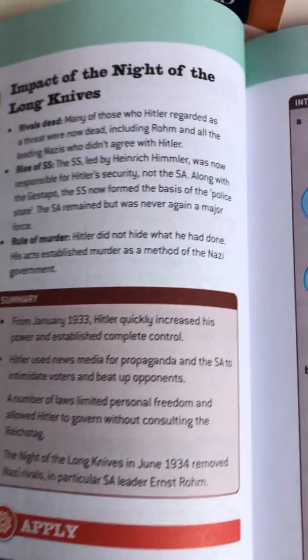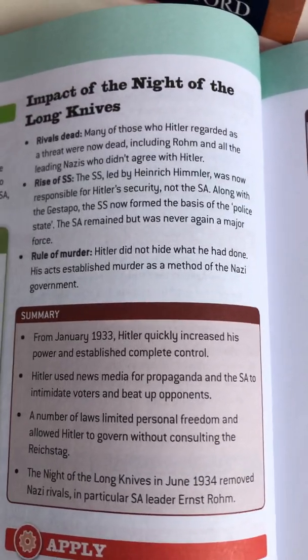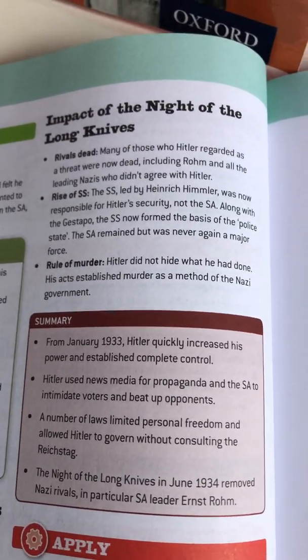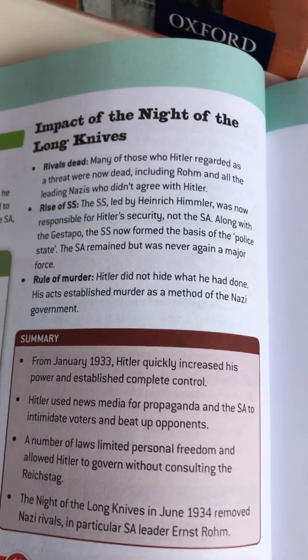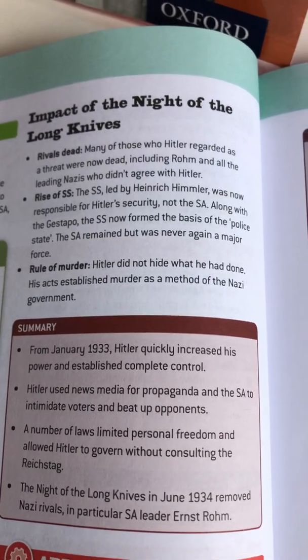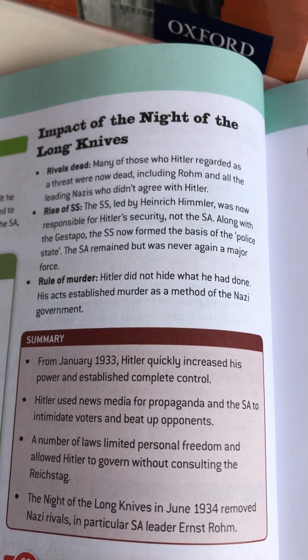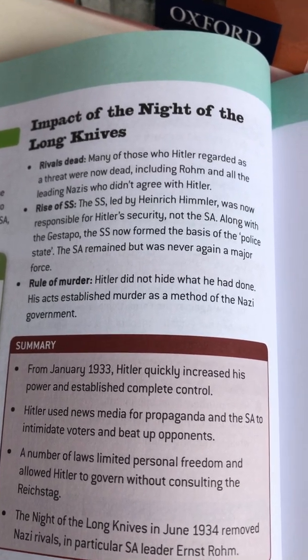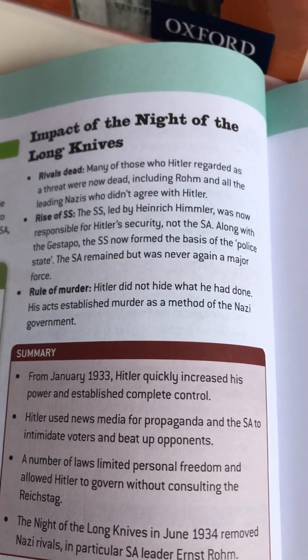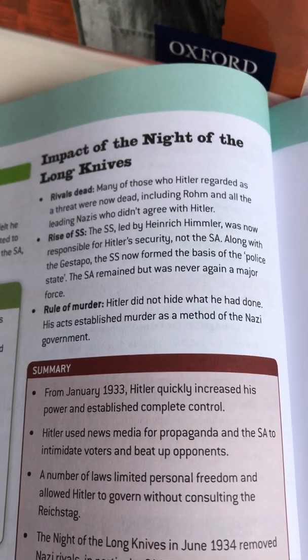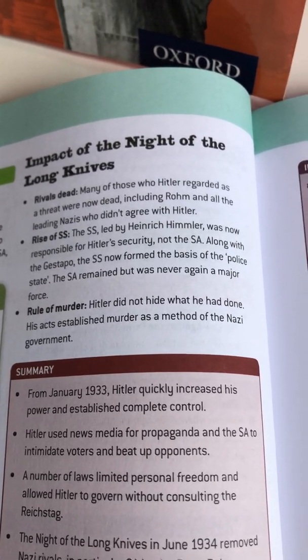Why was all of that done? So, the impact. It meant that Hitler's rivals were now dead, meaning that Hitler had no internal rival. It meant that the SS was now much more important within the Nazi Party, and it was responsible for Hitler's security, no longer the SA. And he now formed the Gestapo, which is the secret police.